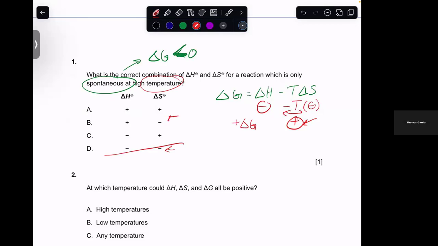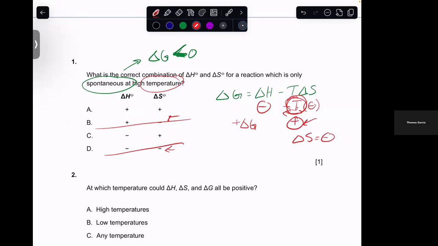Similarly, B has that same problem. When delta S is equal to a negative value, the higher our temperature value right here is, the less spontaneous this reaction will become. So it can't be B either.